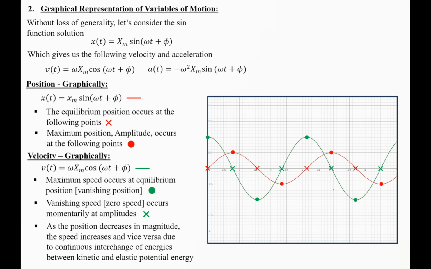Notice also, as the position decreases in magnitude, the speed increases, and vice versa, due to continuous interchange of energies between kinetic and elastic potential energy, and this will also be discussed later in detail. The harmonic oscillator, as it oscillates, admits two types of energy, kinetic energy and elastic potential energy. Because the mechanical energy is assumed to be constant, when one of them increases, the other decreases.